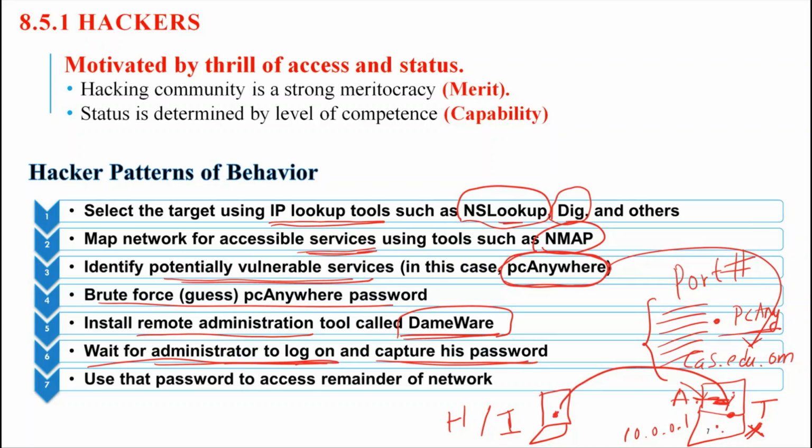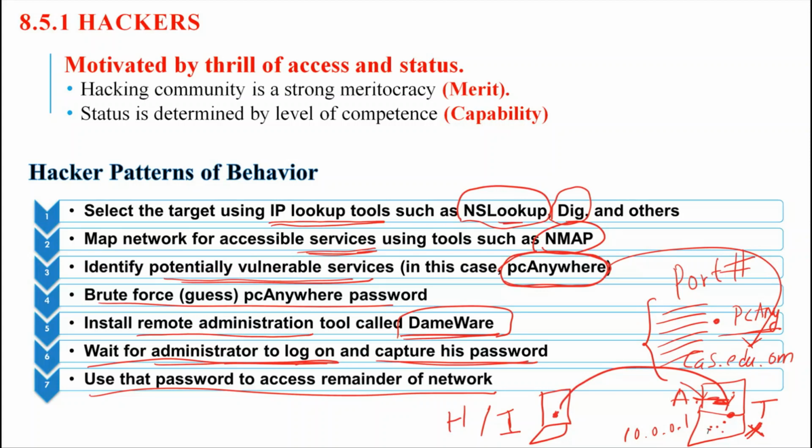So the next step is to use that password to access the remainder of the network. The password will be used by the attacker, so he will become the administrator. That means the attacker is going to become the administrator of the target machine and completely control that machine. The root is compromised.